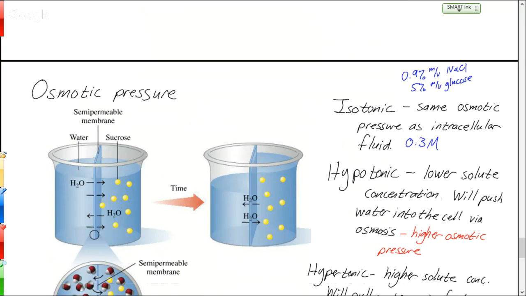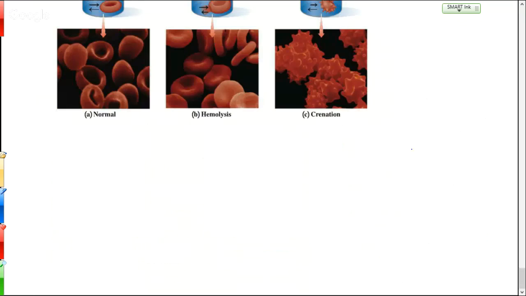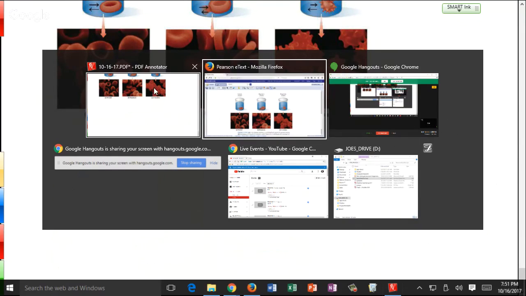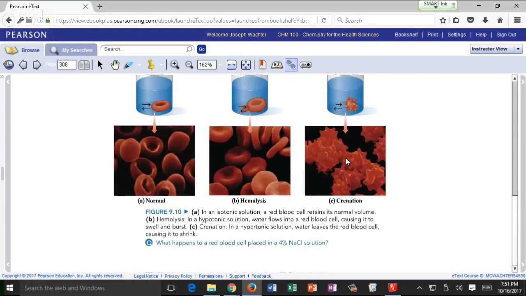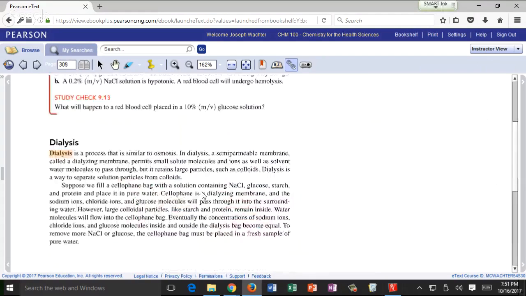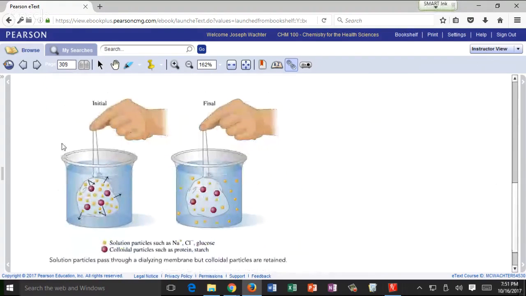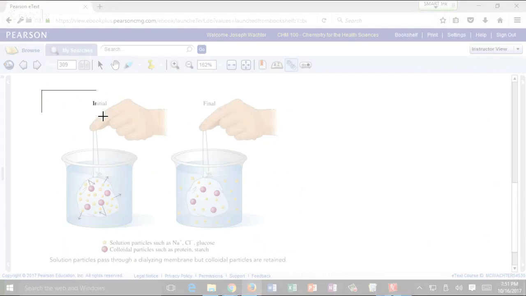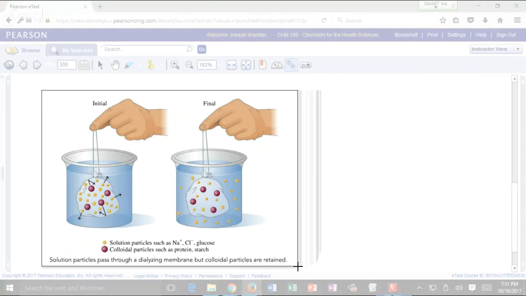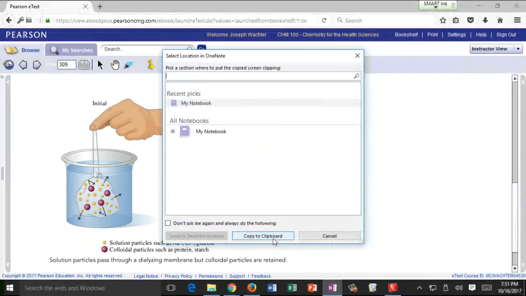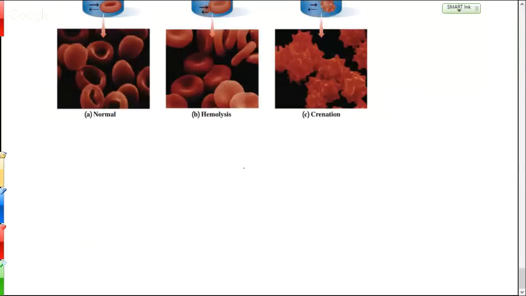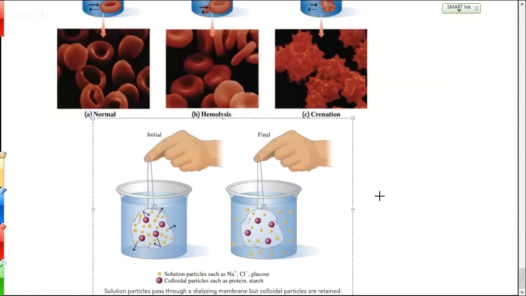All right. And the last thing we're going to talk about, which again we're going to do in lab in a couple weeks, is called dialysis. And this is happening at the same time as the osmosis. Osmosis refers to the movement of water, and dialysis is the movement of solutes. So this is a picture from the book. This is what we're going to do in a couple weeks.